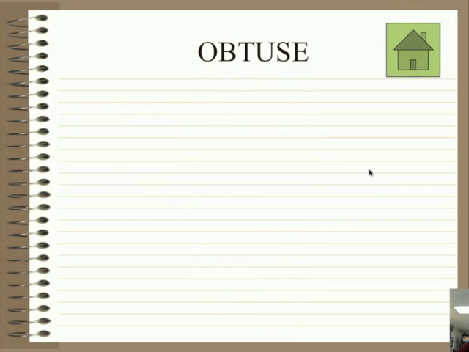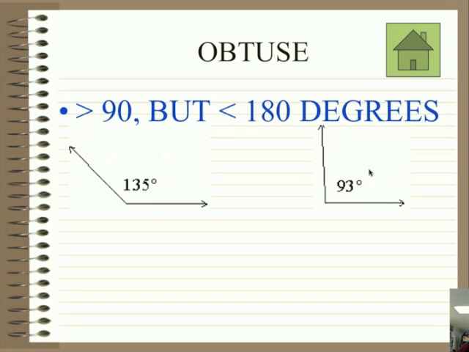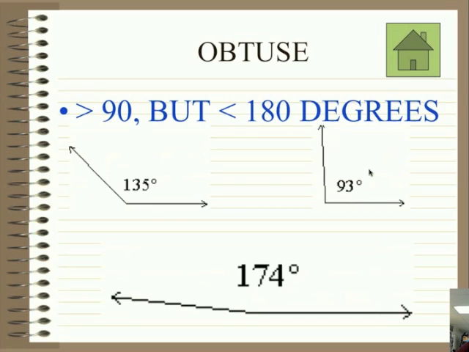So obtuse is our next one. As we look at it, now we're getting greater than 90, but less than 180 degrees. So we're looking at things that are larger than 90 degrees, but they are not a flat line. So we'll get to those in a little bit. So those are the different types of angles less than 180 degrees, but greater than 90, that you'll have, and we call them obtuse.